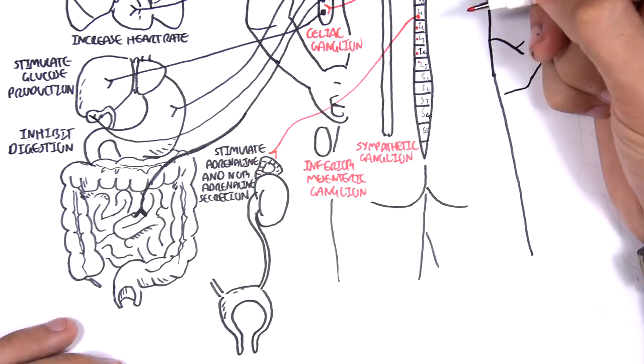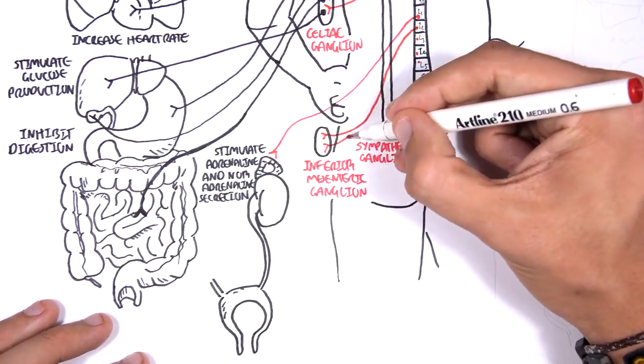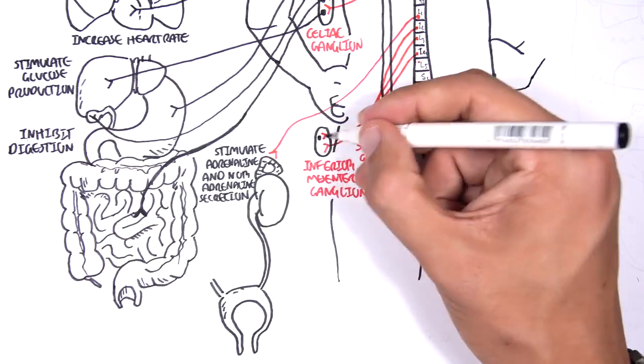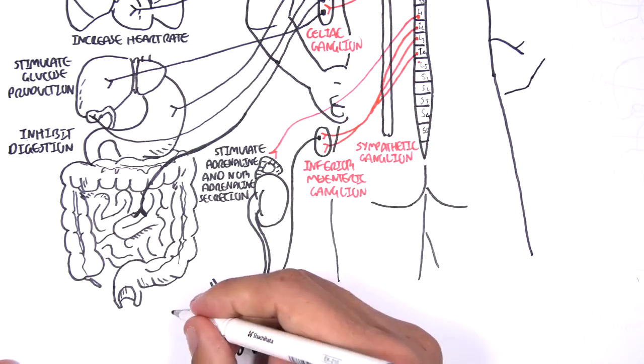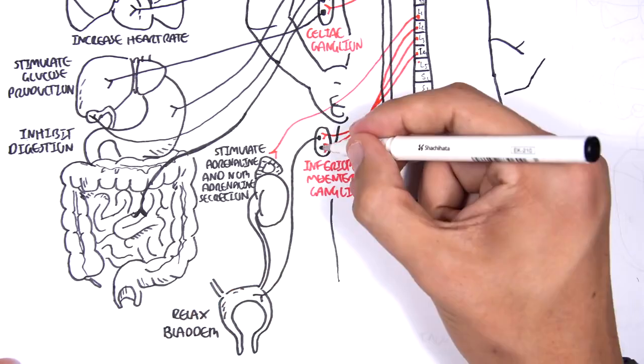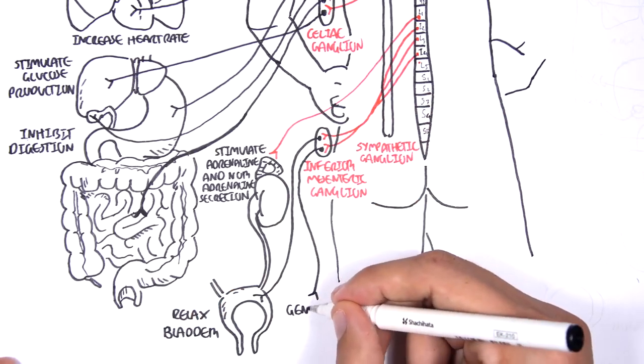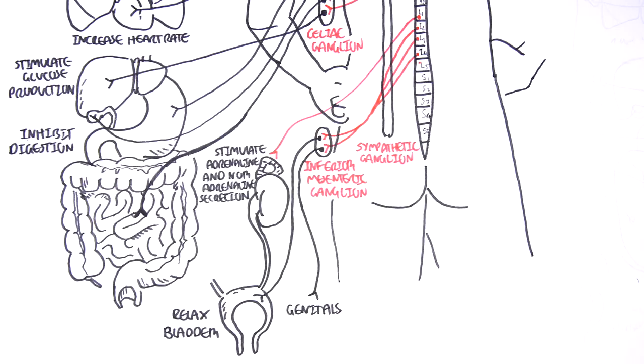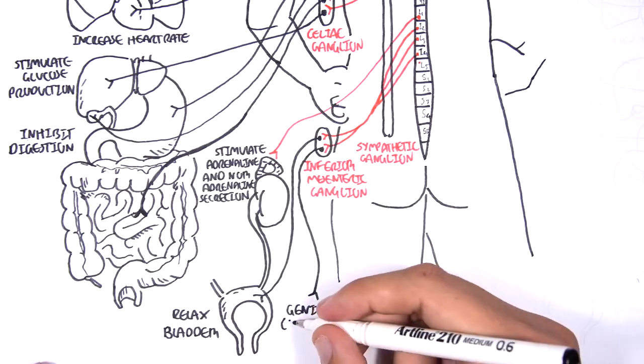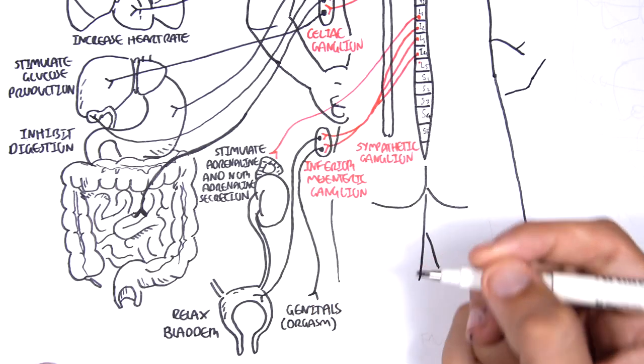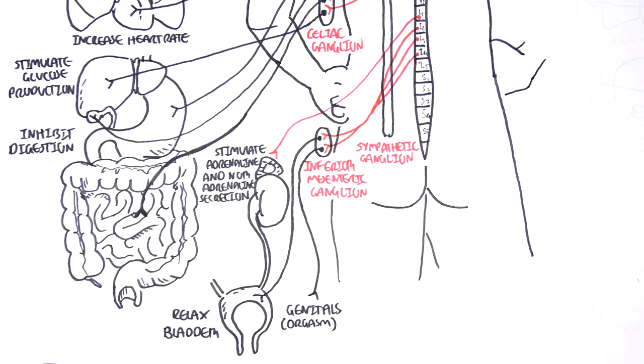Then we have postganglionic neurons from the inferior mesenteric ganglion that will target the bladder, causing it to relax, so inhibiting micturition, as well as targeting the genitals to stimulate orgasm. Okay, so that was for the sympathetic activity. And the purpose of the sympathetic activity is to prepare the person for exercise. Basically, such as running or playing some sports or running away from a lion.